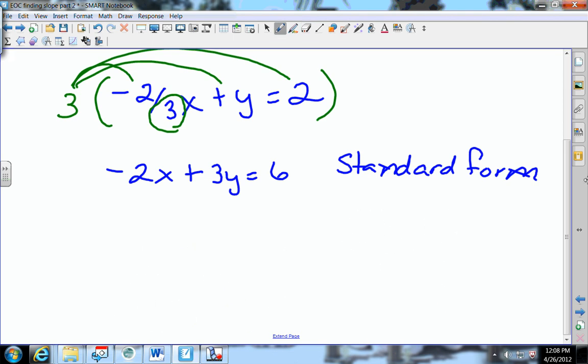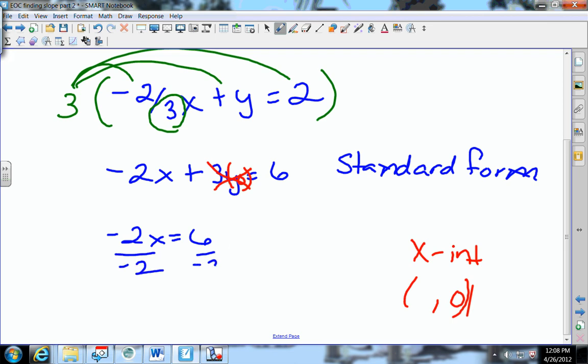To find the X-intercept, you know that the Y number is 0. We learned the cover-up method. That means cover up the Y, because if I put 0 in here for Y, what's 3 times 0? 0. It makes it go away. That's why we just cover it up. So I have negative 2x equals 6. Then I divide by negative 2, and I get x equals negative 3. That is my X-intercept, negative 3, 0.